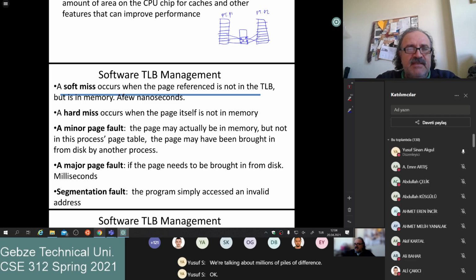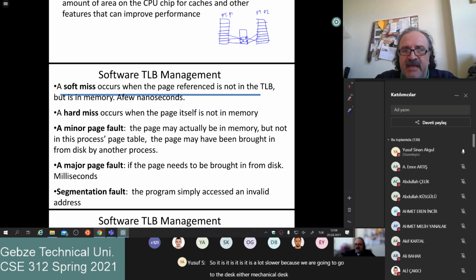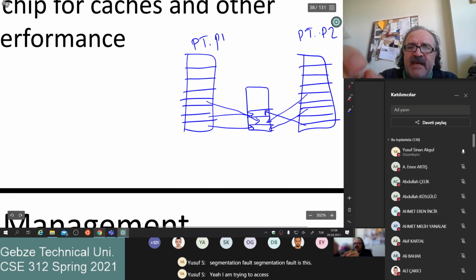So it is a lot slower, because we have to go to the disk, either a mechanical disk or an SSD, a solid state drive. It is slow. Okay. And then we have the segmentation fault. Segmentation fault is this. Page faults can happen when I am trying to access memory.